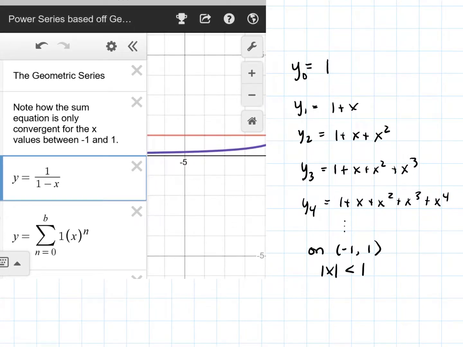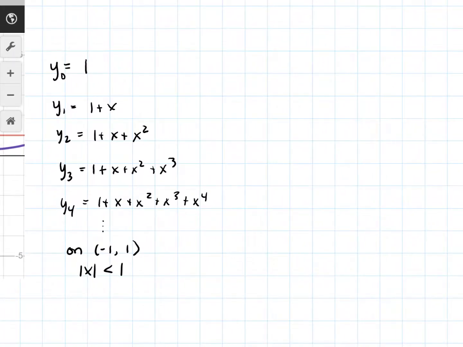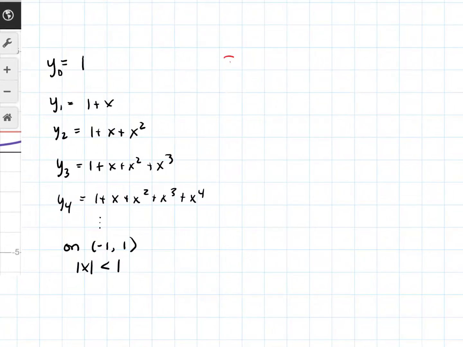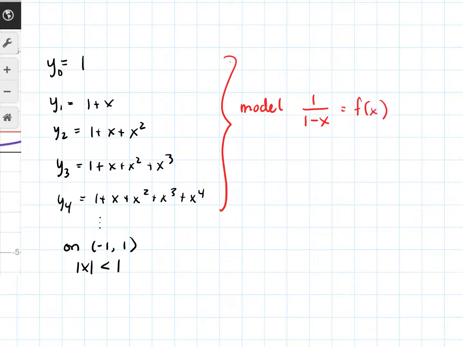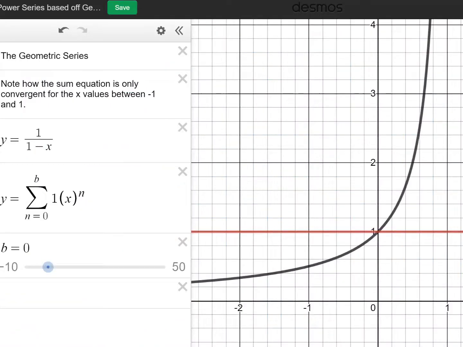But we're going to look at how these polynomials actually begin to model 1 over 1 minus x. They start to represent 1 over 1 minus x, which is actually a function. This is a function. Okay, so we're going to take a look at that. So let's go over to Desmos and see what happens.